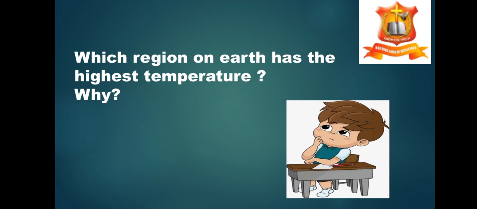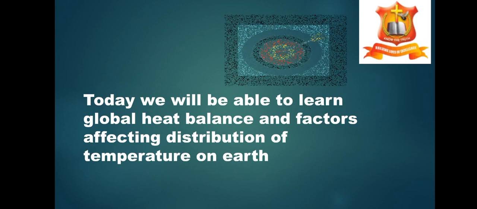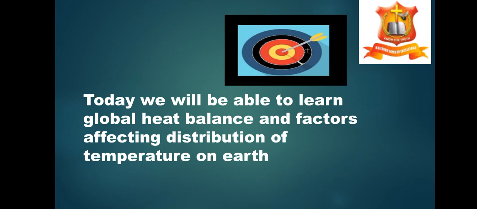The region between the latitudes of Tropic of Cancer and Tropic of Capricorn has the highest temperature on earth. This is because of the vertical sun rays received by the region. Vertical rays have greater intensity of heat than slanting rays. I hope you understood what we are going to learn. So today we will be able to learn about global heat balance and factors affecting distribution of the temperature on earth.